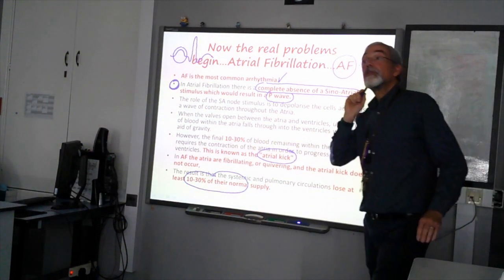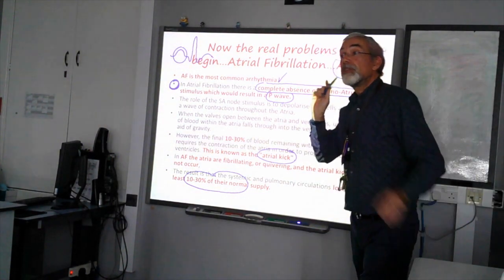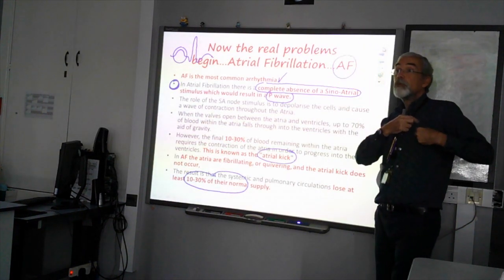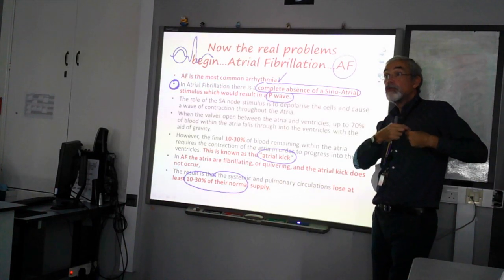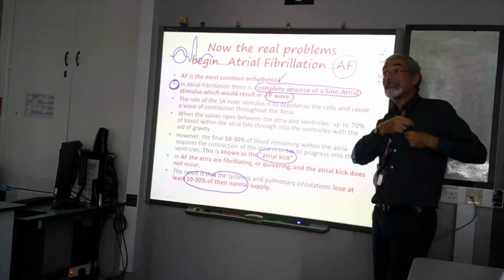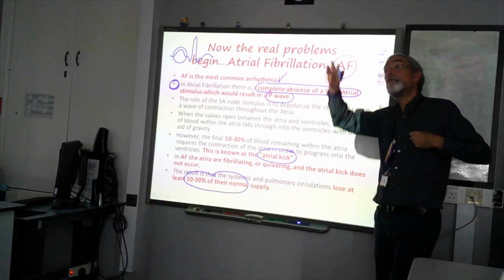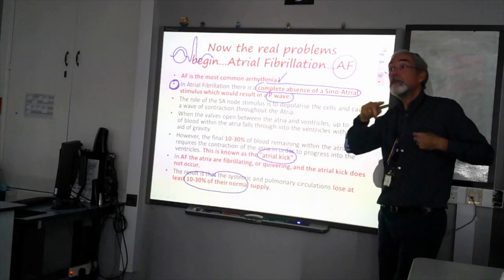What's the sinoatrial stimulus? The sinoatrial stimulus is the one that comes from your pacemaker. So the sinoatrial node creates an electrical current. That's the stimulus that's going to make your heart beat normally. That's the stimulus that's going to do P, Q, R, S, and T.